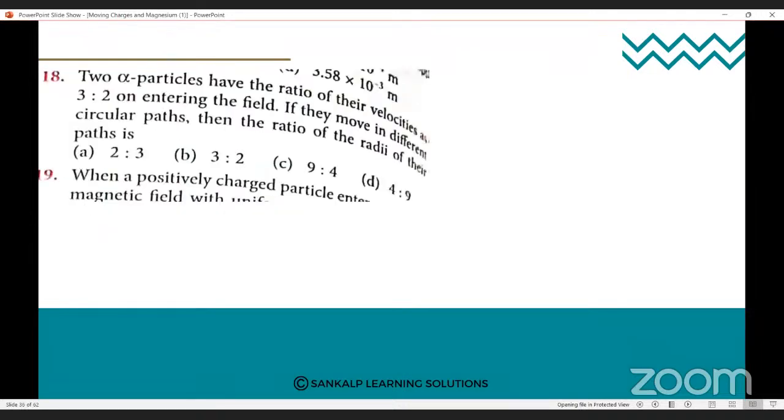Two alpha particles have a ratio of their velocities as 3:2 on entering the field. If they move in a different circular path, then the ratio of the radii of the path is, they are asking. What we can do here, that is nothing but QVB is equal to mv square divided by r. So therefore r is equal to mv divided by qB.